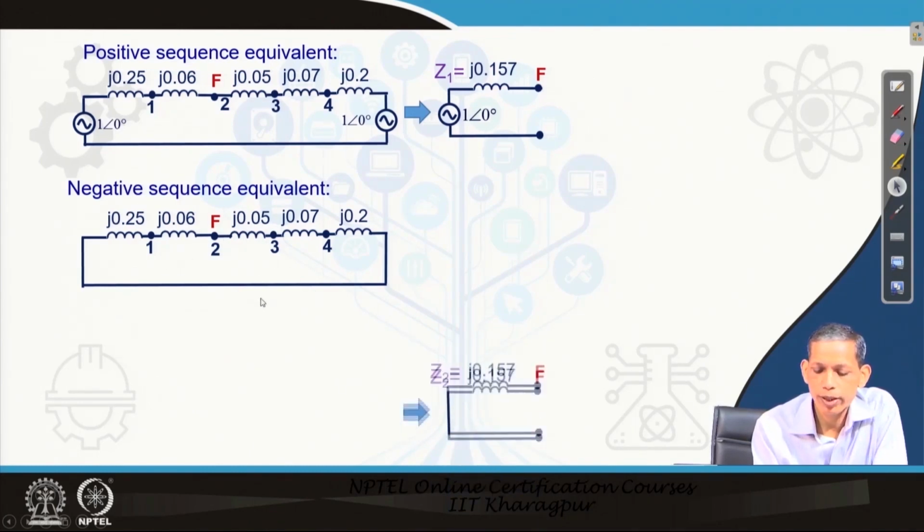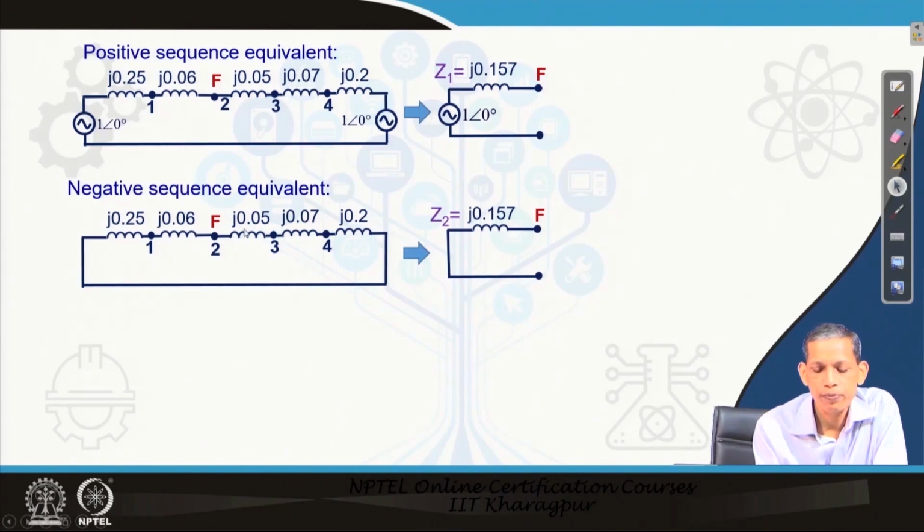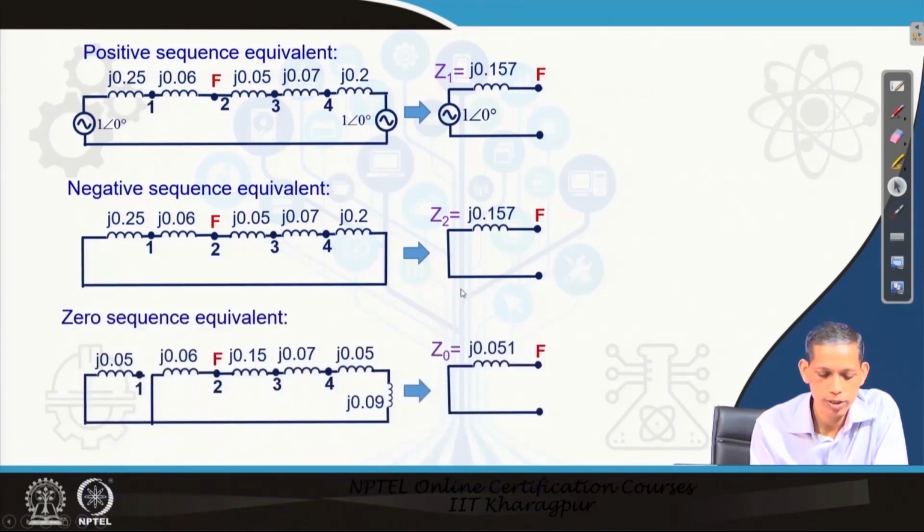So, from F again we will see the corresponding equivalent. If you see the equivalent, these two circuits on this side and this side will be in parallel. So, this parallel impedance again gives 0.157 because the positive sequence impedances and negative sequence impedances are the same for both the cases.